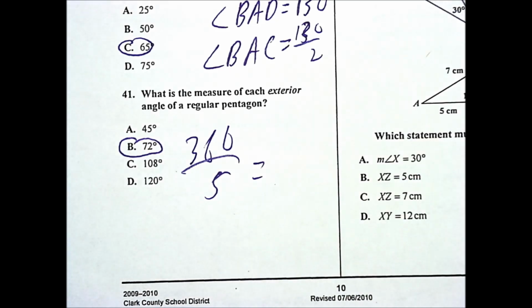Now the interior angle sum is always different. It increases by 180 each time. But the exterior angle sum is always the same, 360 degrees.